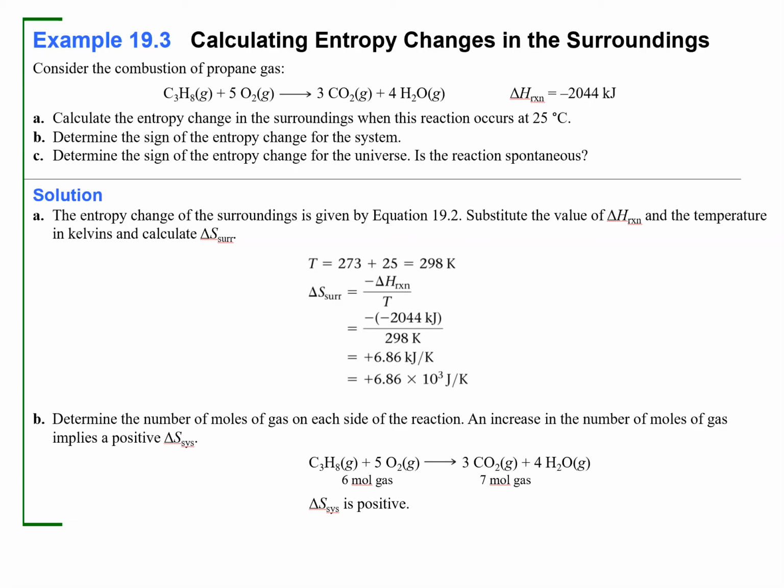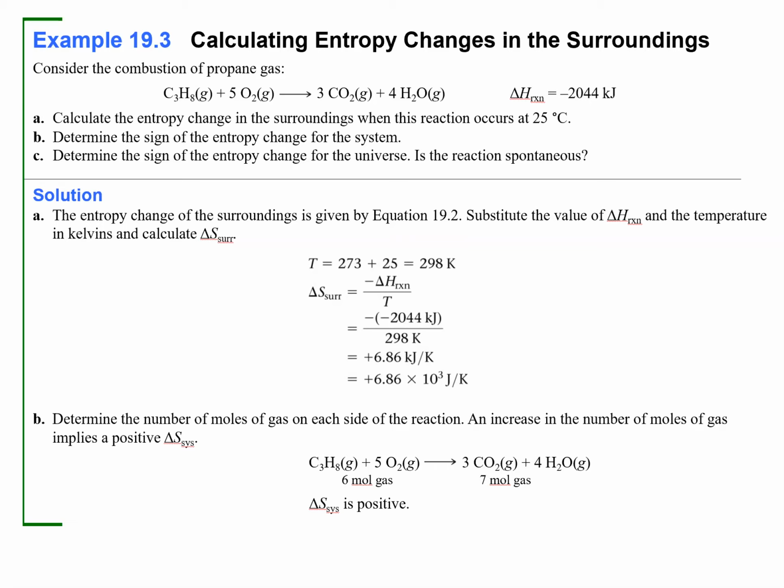So first part, calculate the entropy change in the surroundings when this reaction occurs at 25 degrees Celsius. Second part, determine the sign of the entropy change for the system. Third part, determine the sign of the entropy change for the universe. Is this reaction spontaneous? And you guys have a little intuition for combustion of propane, so I suspect you'll be able to use a common sense double check on that third one.